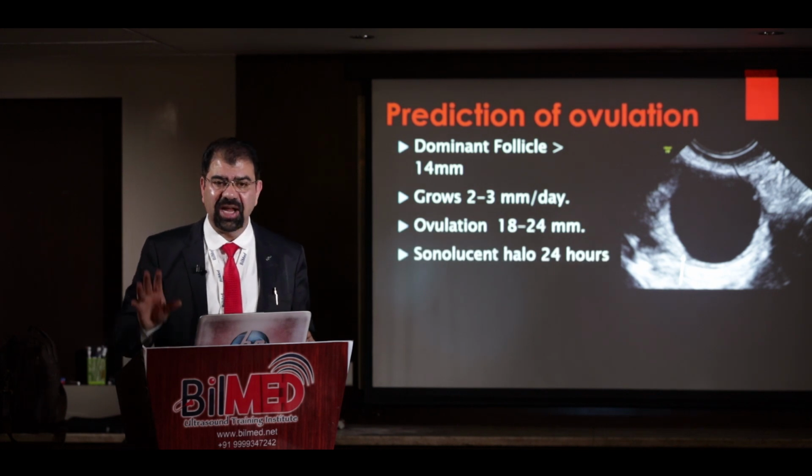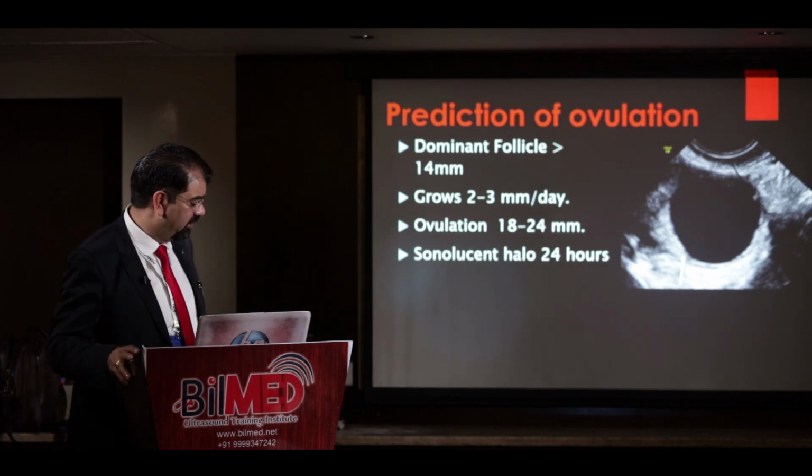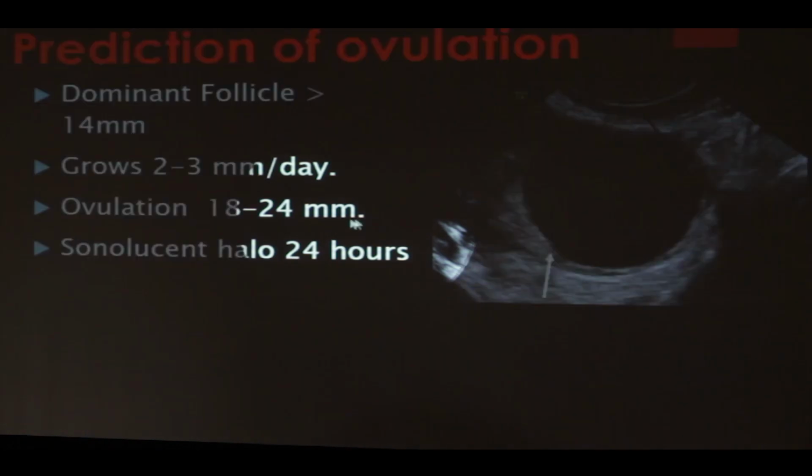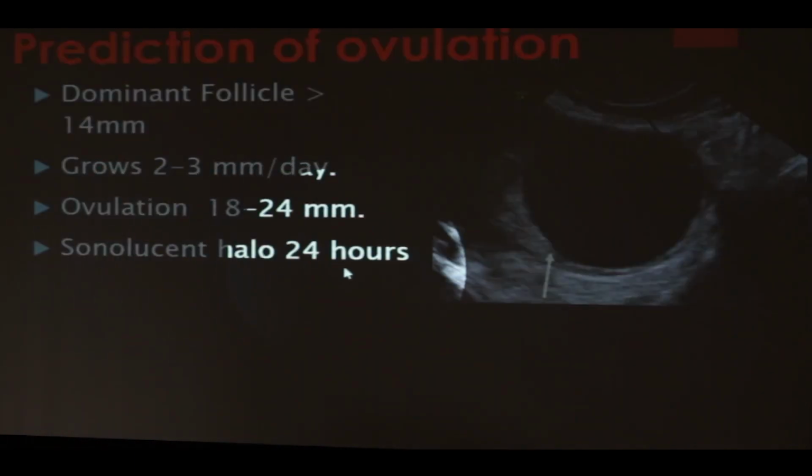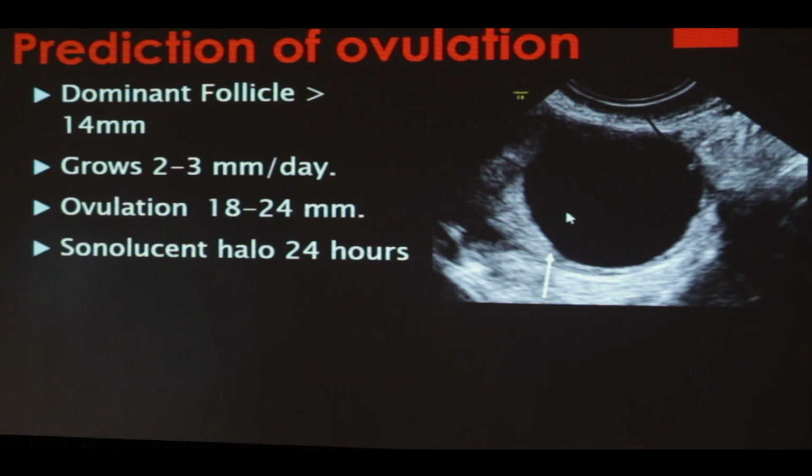And ovulation can occur anywhere in between. Normal ovulation can occur anywhere between 18 to 24 millimeters. And as already said, you will see a halo around the follicle prior to 24 hours. And if you see an indentation from the edge, and if you see a cumulus oophorus, that is more in favor of the prediction of the rupture of that follicle in the next 24 hours.